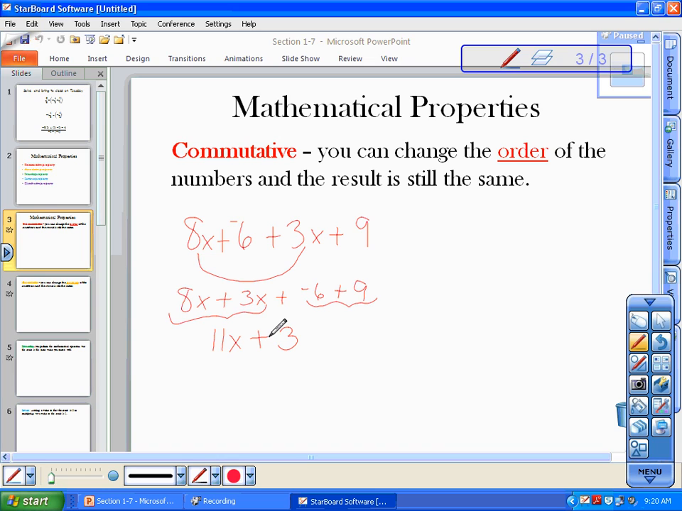This is called simplifying an expression by combining like terms. Most of the time, you do not see instructors, or even yourselves most likely, rewriting the problem in a different order, but this property allows us to do that.